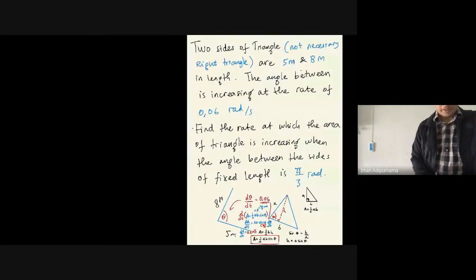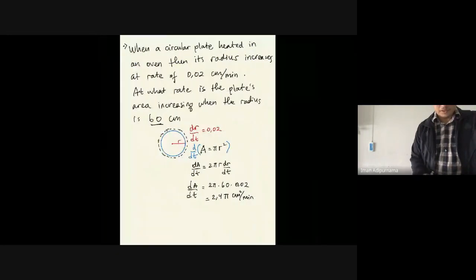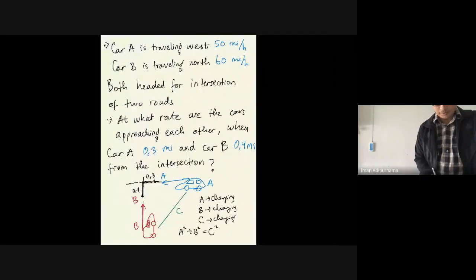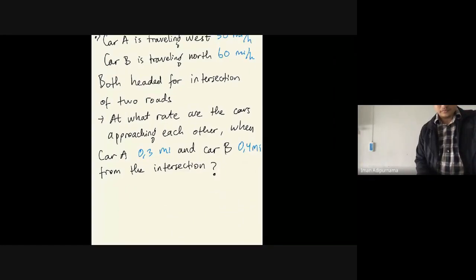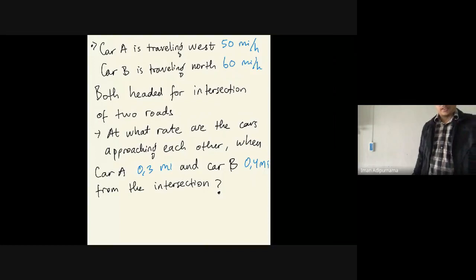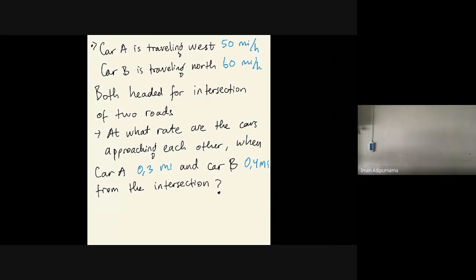Okay, so let me go back. I think this was already done yesterday. How about this? Let me erase this picture first. You have a condition of two cars, A and B, in miles per hour. So 50 miles per hour, 60 miles per hour. Car A and car B are traveling. Car A is traveling to the west, car B to the north. They both go for the intersection.